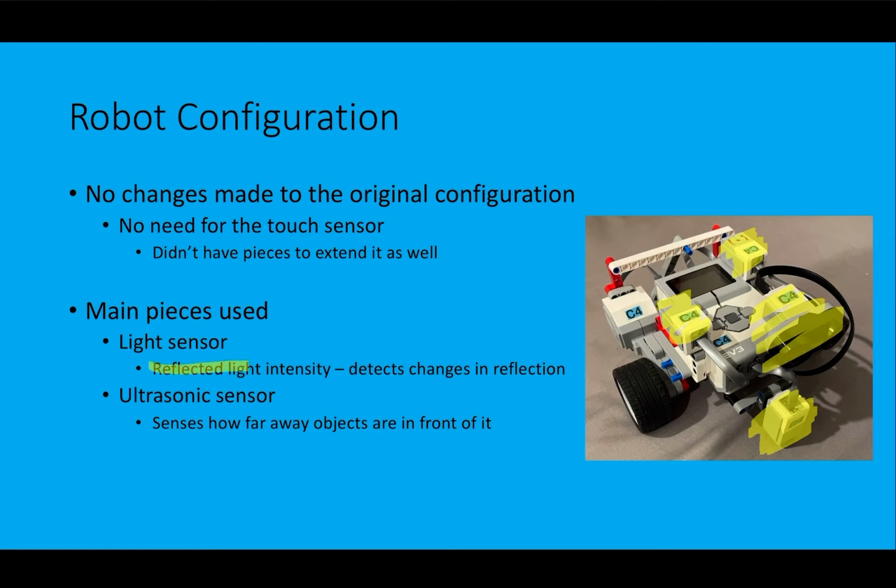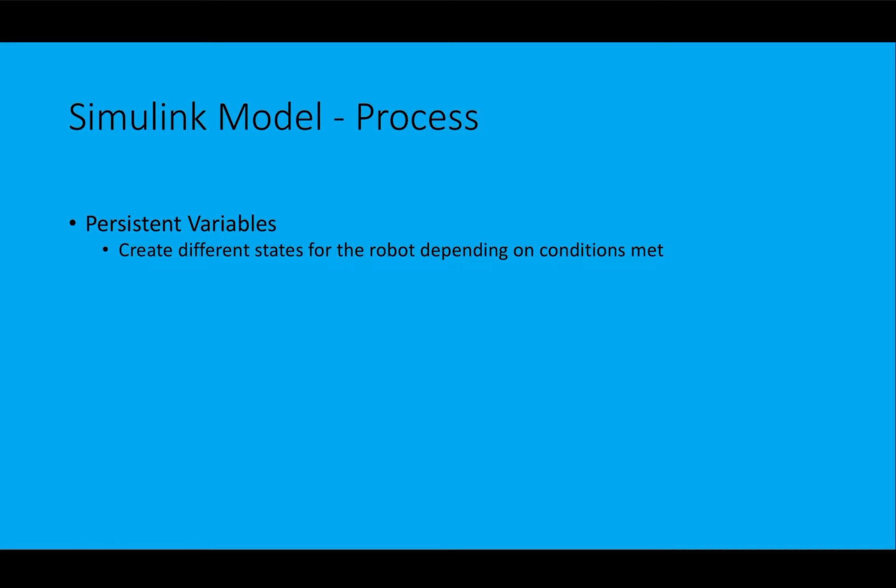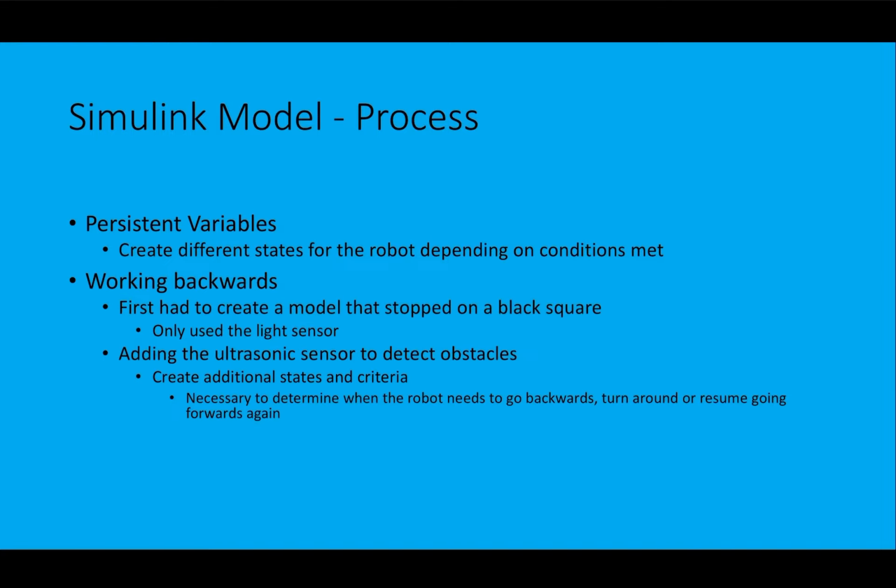And we use reflected light intensity to determine if the robot stops or not, or what data is being fed to the robot. And the process of creating this is we needed to use persistent variables, which creates different states for the robot depending on the conditions that the robot meets or the surroundings meet, which include the ultrasonic sensor or the light. So to do this, I had to work backwards.